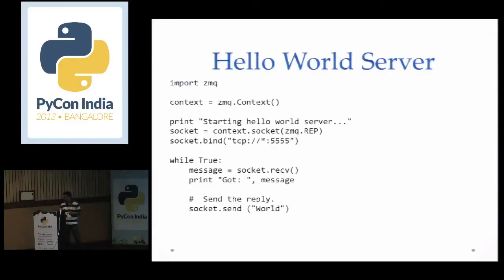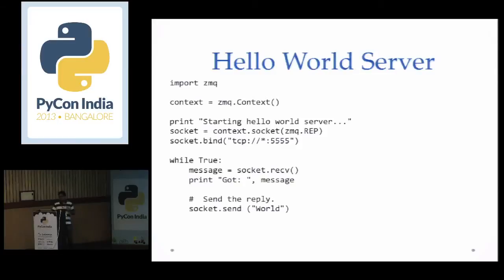For this, I have a hello world server. It's very simple. You just need to import ZeroMQ, and you need to create a context. That is zmq.Context. This is required because in case you are using another module or a package that uses ZeroMQ, this context separates that module's context. So you need to create a context before you start creating your socket and binding it.